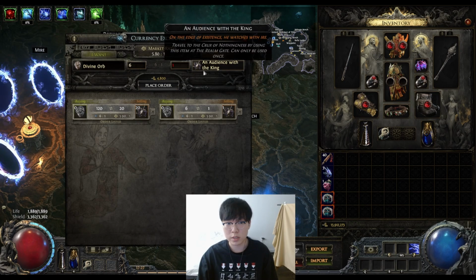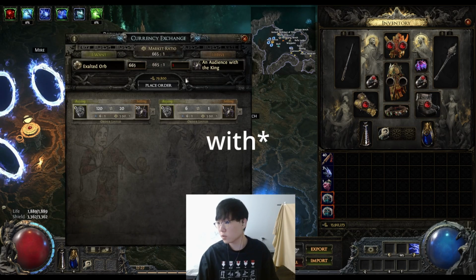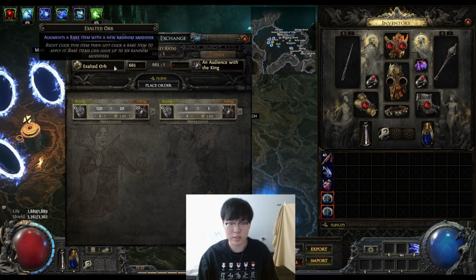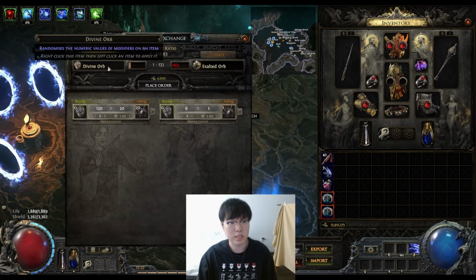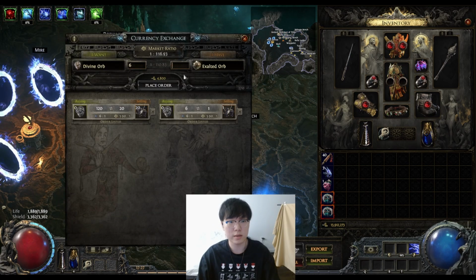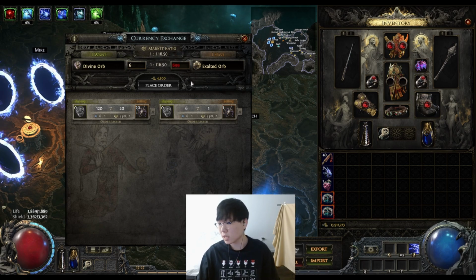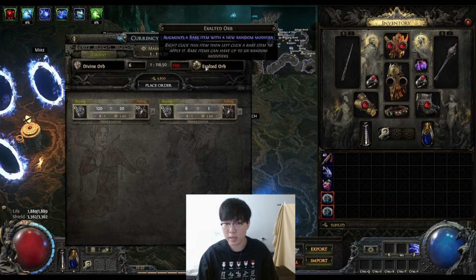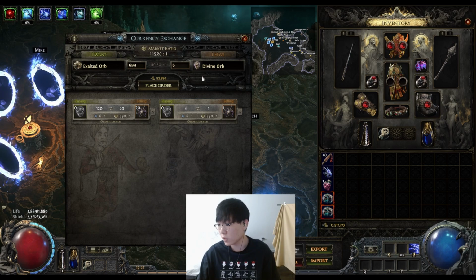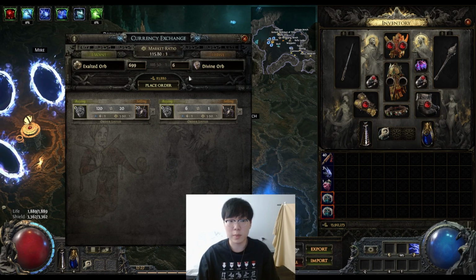And the reason why this works is because Audience of the King, we obviously just bought it for 665 Exalteds. But if we translate it into 6 divines, we get around 699 Exalteds. So we make a 30 to 40 Exalt profit, depending on your exchange rates.